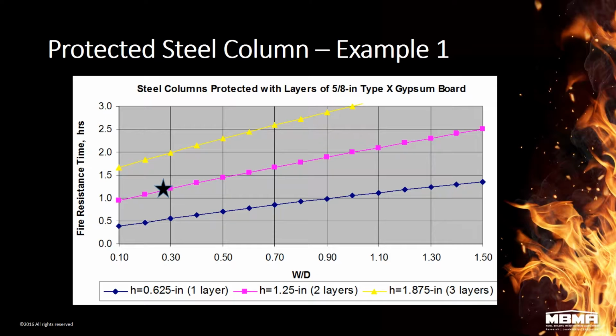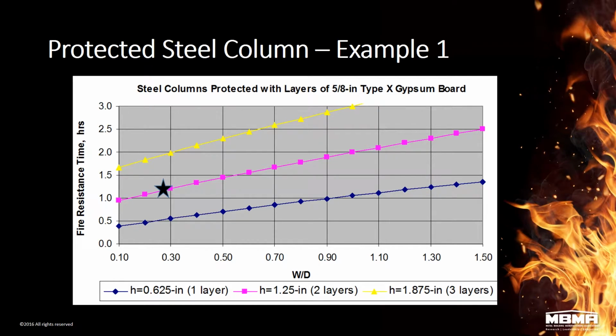And we can see this in the plot itself. This is a repeat of the plot. We're just highlighting where we are in this plot. So we have a W/D of 0.3. We require a 1 hour rating, and actually with our 2 layers of board, we're on this pink line, and we're providing about 1.25 hours of fire resistance. So that is our solution via the IBC provision.